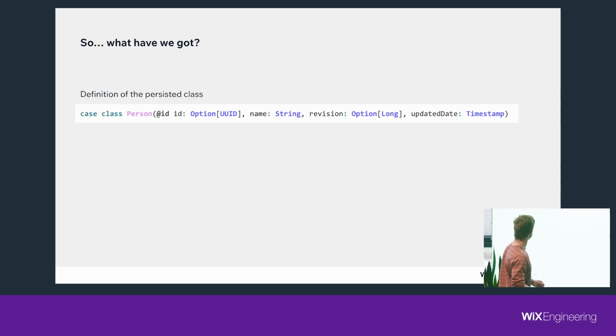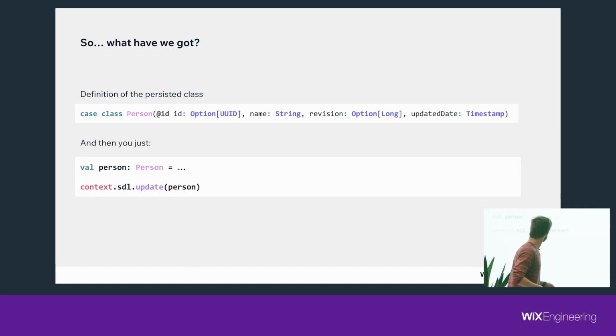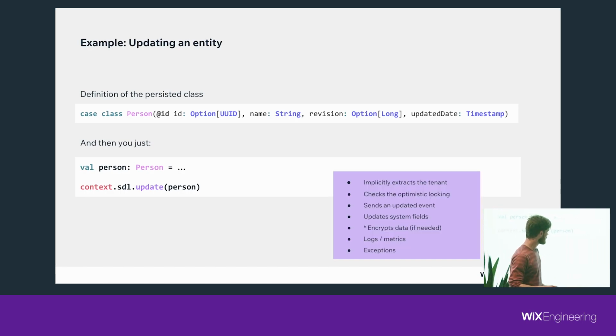Then we go to the class definition of the stored entity itself. We see ID, we see some name. Also, we support some standard system fields that everyone would anyways add. And then the code itself looks super simple. I define the instance of a class, then I take an instance of SDL and do an update in the database. One line. But what happens behind this line?